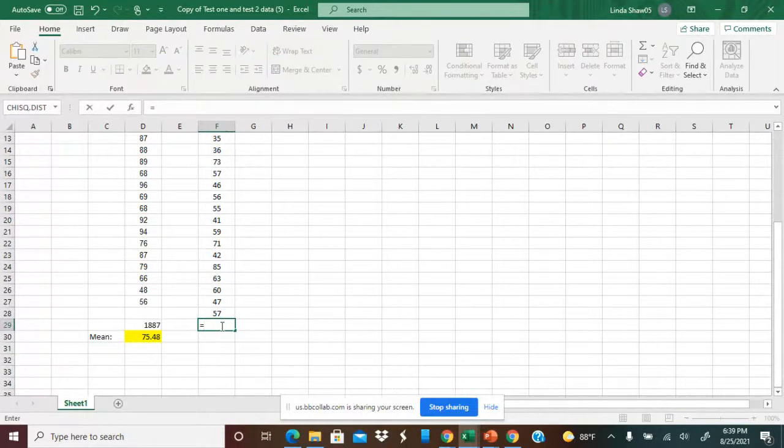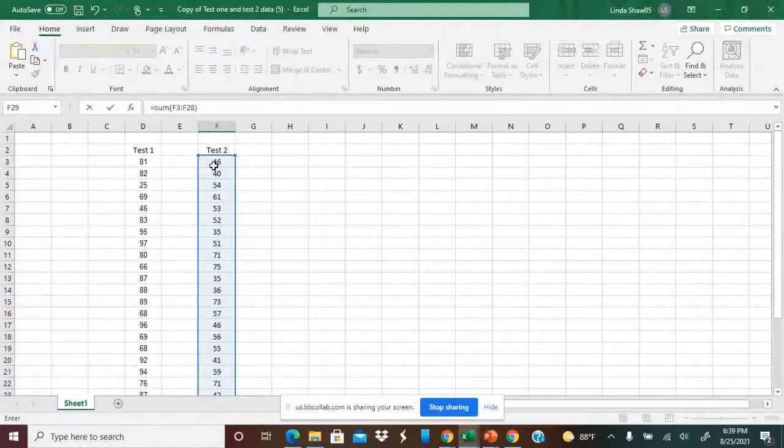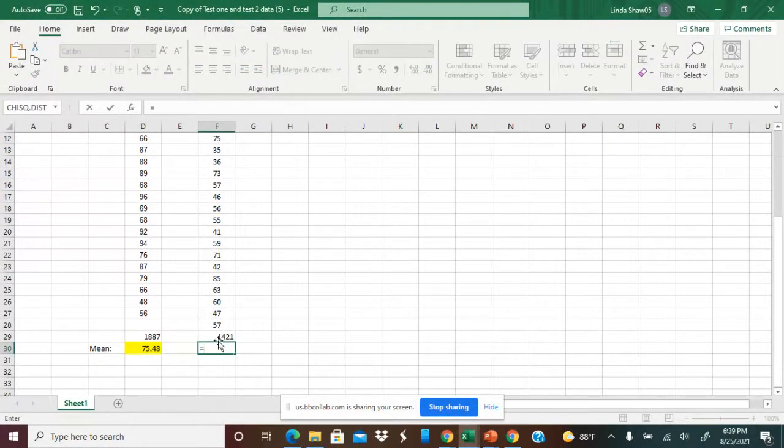So same idea, I'm going to take the sum, and I can highlight my data, close the parentheses, hit enter. And now, because there is one extra data point, I'm not going to be dividing by 25, I'm going to be dividing by 26. So that's going to be equals, click on that number we just got, and divide by 26.